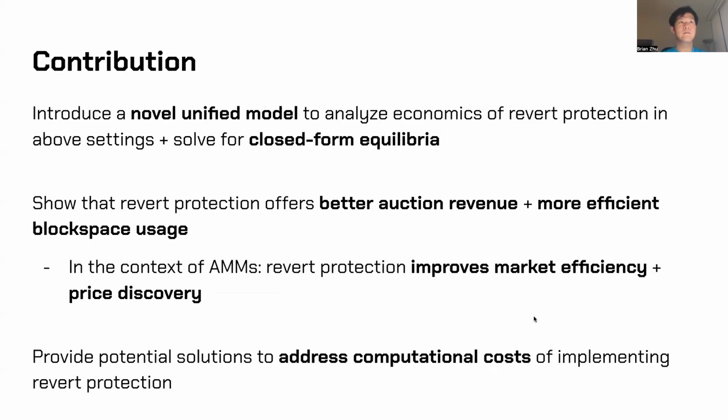So given this, our work introduces a novel and unified model that analyzes the economics of revert protection in the above settings, and we are able to solve for closed form equilibria. We show that revert protection offers better auction revenue and more efficient block space usage. And in the specific context of AMMs, we can also imply that revert protection improves market efficiency and price discovery. Additionally, we provide potential solutions to address the computational costs of implementing revert protection.